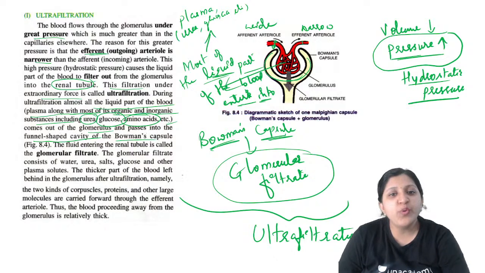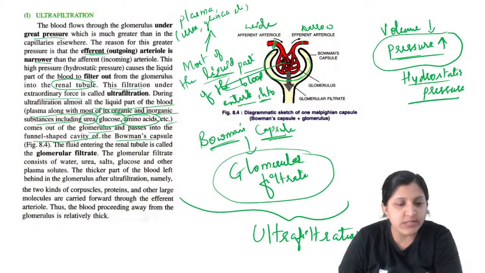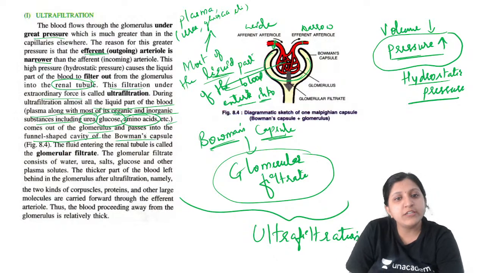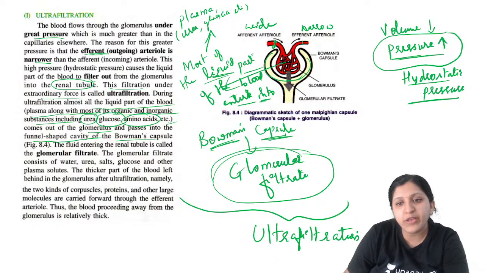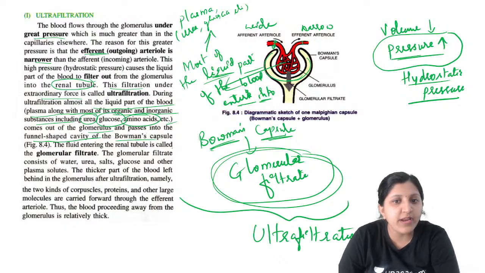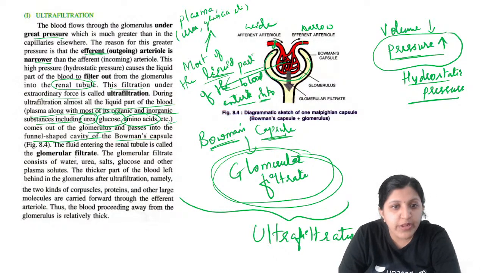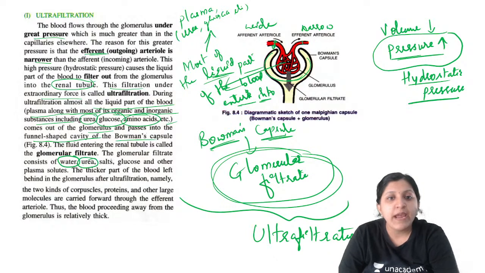Now the fluid entering the renal tubule, this filtrate or liquid, is called the glomerular filtrate. This glomerular filtrate will have water, urea, salts, glucose, and other plasma solutes. It can have all of this.